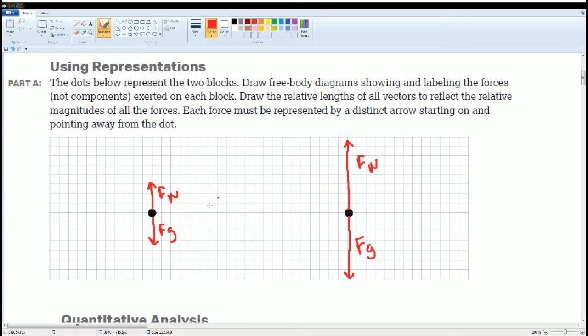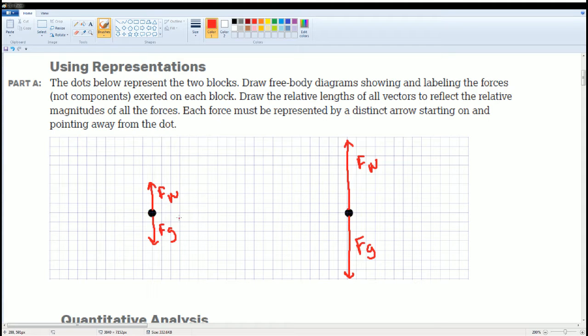Here I gave you the force gravity and the force normal on both of the objects. The force normal and force gravity are smaller on M1 because it has a smaller mass. M2 is a bigger mass, so there's more force gravity and more force normal as a result.